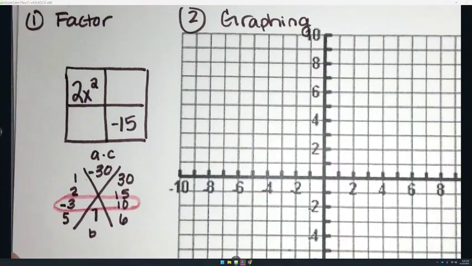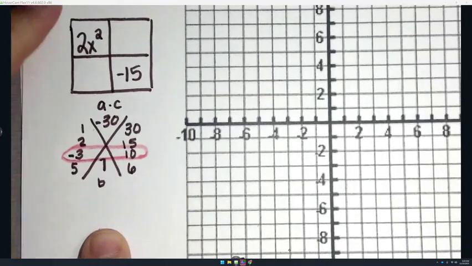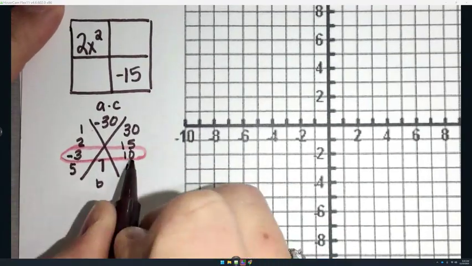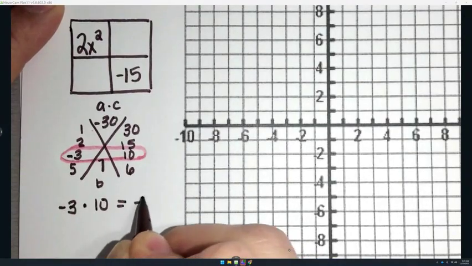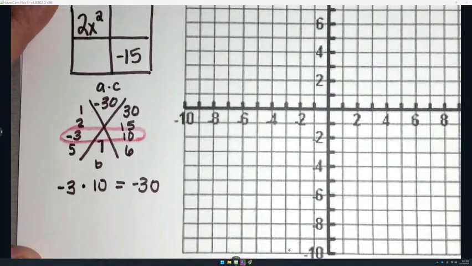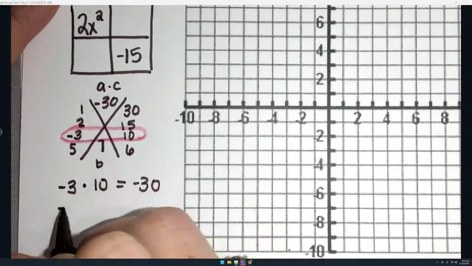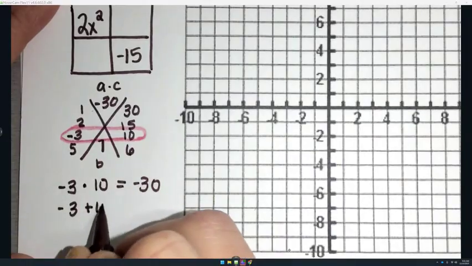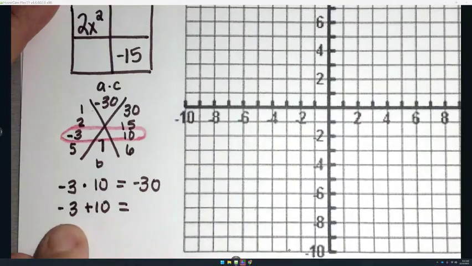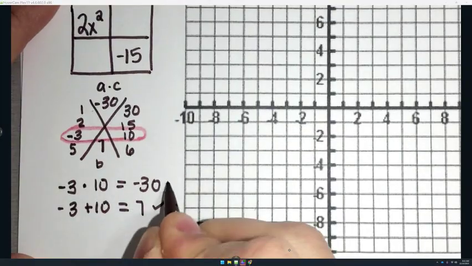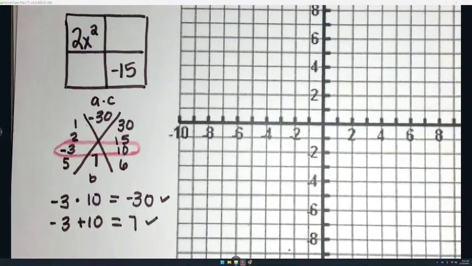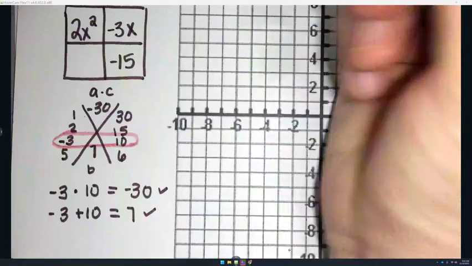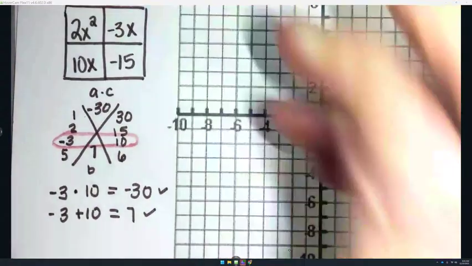So remember, you can always check and make sure that this works because these two numbers are supposed to multiply to give you the top, which it does, and they're supposed to combine, so that would be a negative 3 plus 10. That's the same thing as 10 minus 3. It works. 7 and negative 30. So that means negative 3x goes here, and 10x goes here, or the other way around.